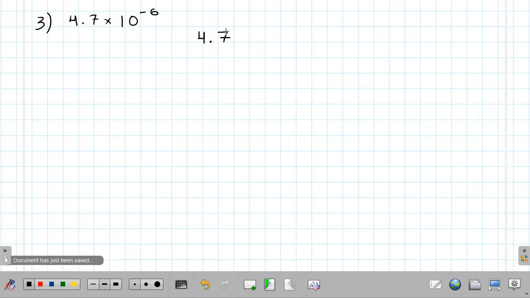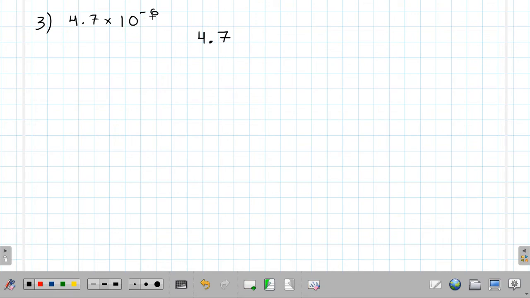Number 3, okay, same exact process. So number 3 on that same page, we've got 4.7 times 10 to the negative 6. So first things first, we're going to write out the number 4.7. And obviously we can see in this case where the decimal is. The decimal is between the 4 and the 7.